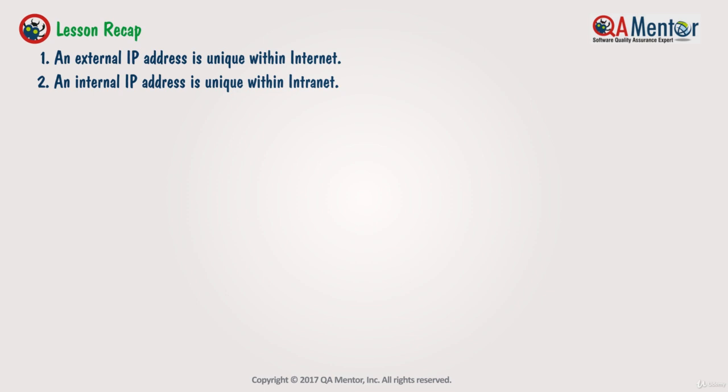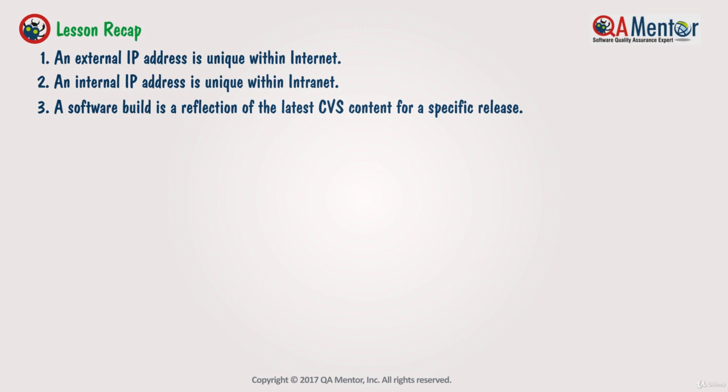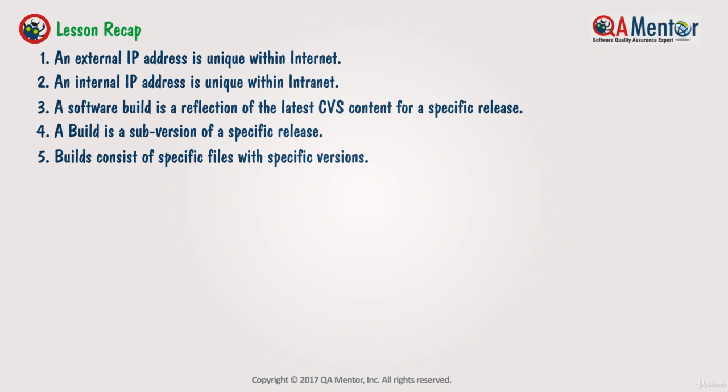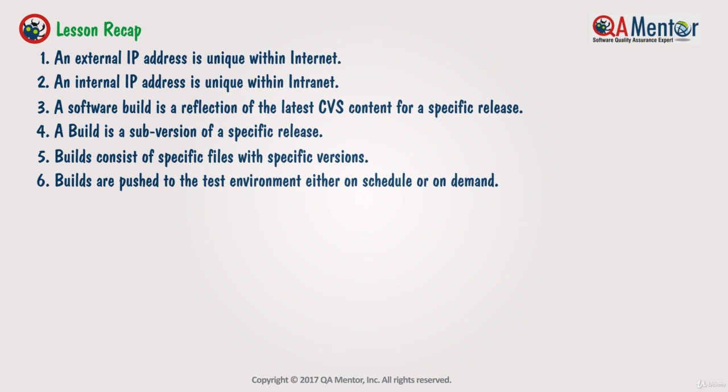Lesson recap. 1. An external IP address is unique within Internet. 2. An internal IP address is unique within intranet. 3. A software build is a reflection of the latest CVS content for a specific release. 4. A build is a subversion of a specific release. 5. Builds consist of specific files with specific versions. 6. Builds are pushed to the test environment either on schedule or on demand.